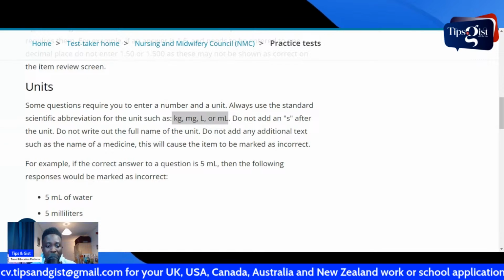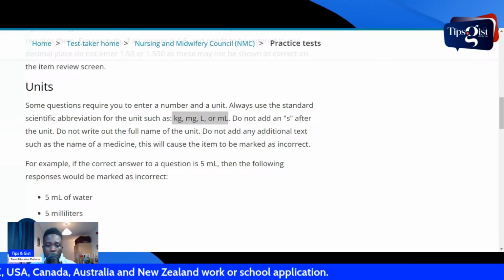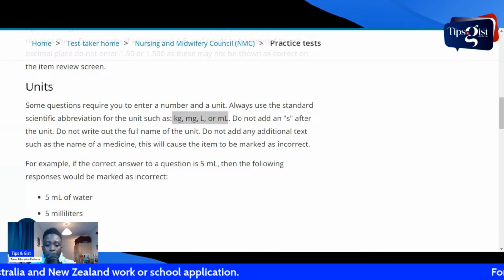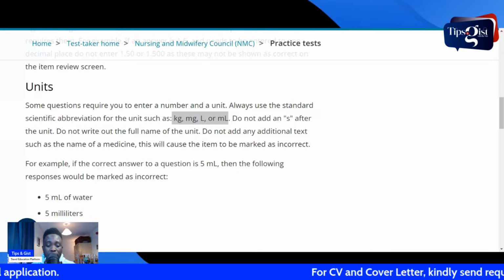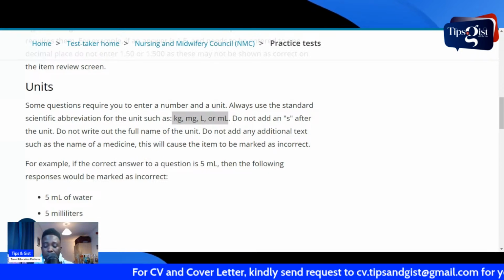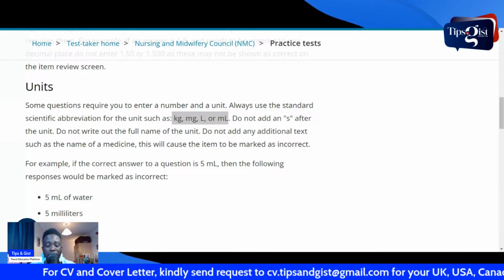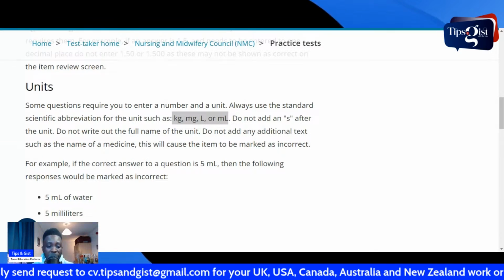And do not add S after the unit. So let's say kilogram, you say 2 kilogram, right? Or let's say mils, right? Milliliters. So if it is mils, you don't write MLS. I've been seeing a lot of nurses when I was in Ghana, they will write 5 mls, right? No, you just write 5 ml. Everybody knows it's 5 mils. Don't add S after the unit.